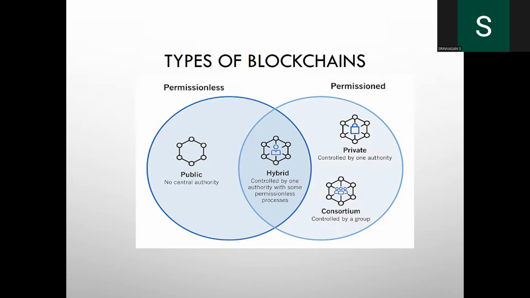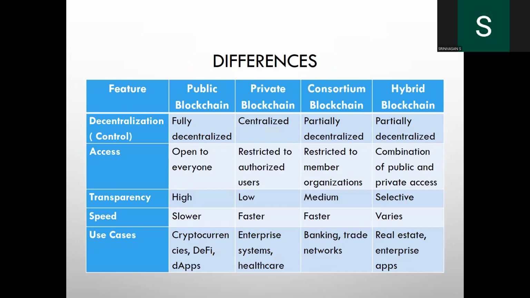Apart from these four categories, we can classify the blockchain in another manner. That is called permissionless blockchains and permissioned blockchains. So the public and hybrid blockchains come under the category of permissionless blockchains because the access is open to many nodes in the network. On the other hand, the private and consortium belong to permissioned blockchains because the access to the blockchain is restricted by a single organization or a group of organizations.